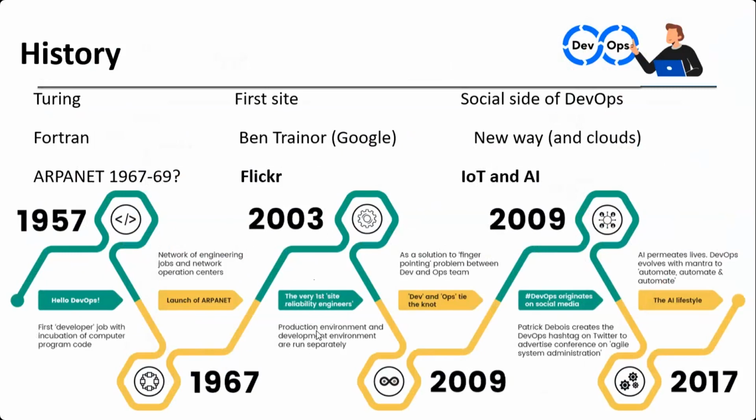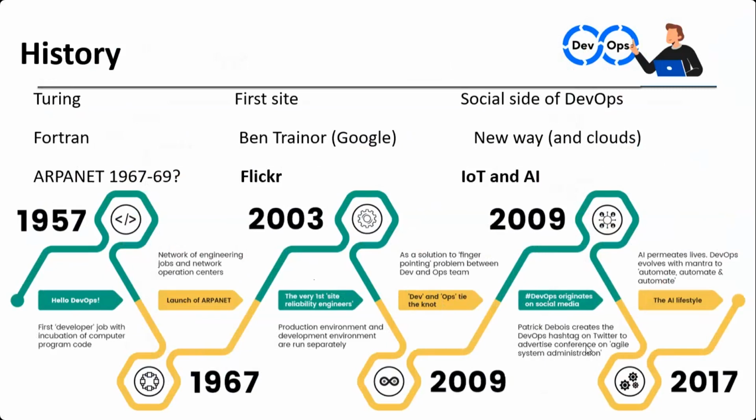So we have the development team and the production team running separately. And in 2009, as a solution to the finger-pointing problem between the development and the operation teams, DevOps was named. DevOps originates on social media, whereby Patrick Debois creates the DevOps hashtag on Twitter to advertise the conference on Agile System Administration. So this is actually an expansion of Agile.